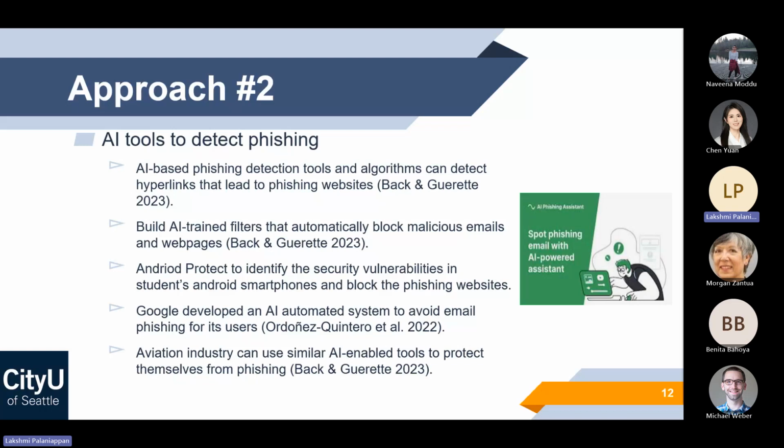The second approach is to use AI tools to detect phishing. Students use their smartphones to store personal information such as photos, videos, bank accounts, and confidential documents, and conduct transactions on their mobile devices using free and insecure public networks. To protect student phones from phishing attacks and information leakage, an application called Android Protect based on neural network models was implemented. Google also developed an AI-based filter system that automatically blocks malicious emails and web pages for its users. AI can be similarly used by the aviation industry to enable its employees to protect themselves from phishing.